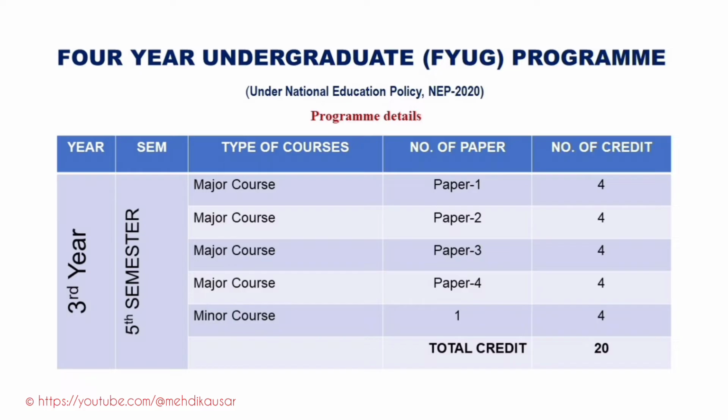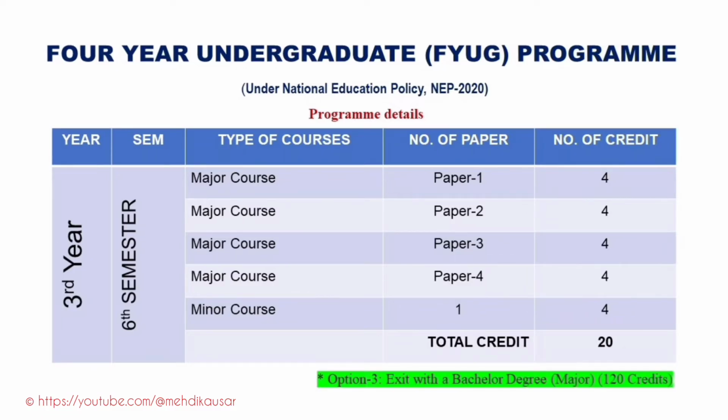In the 3rd year, the students now have to study the major and minor course only and there will be no other courses. In 5th semester, you have to study a total of 5 papers. 4 papers from major course, that is paper 1 to paper 4, and a paper from minor course. All the papers have equal weightage of 4 credit. So, in total you have 20 credits in 5th semester. The 6th semester is also the same as 5th semester, where you have to study 5 papers, 4 papers from the major course and 1 paper from minor course, each having 4 credits.